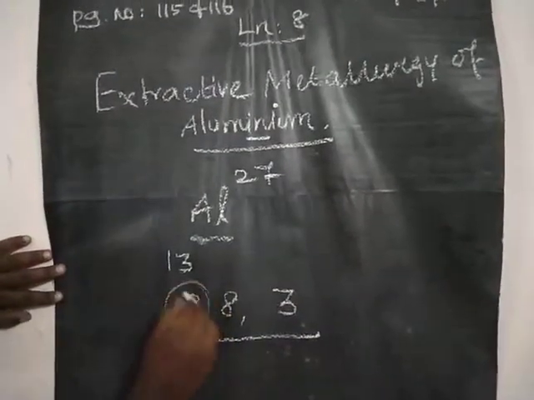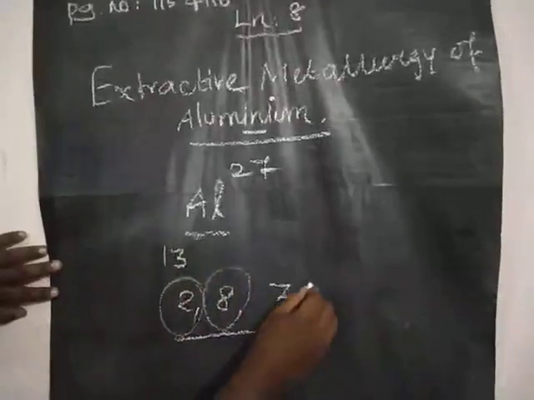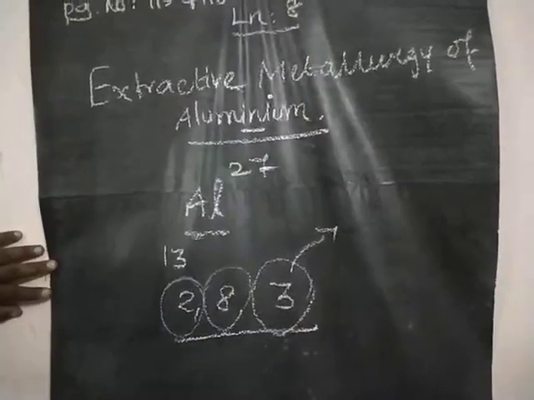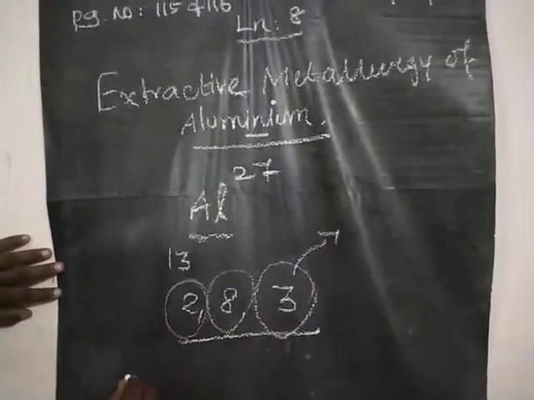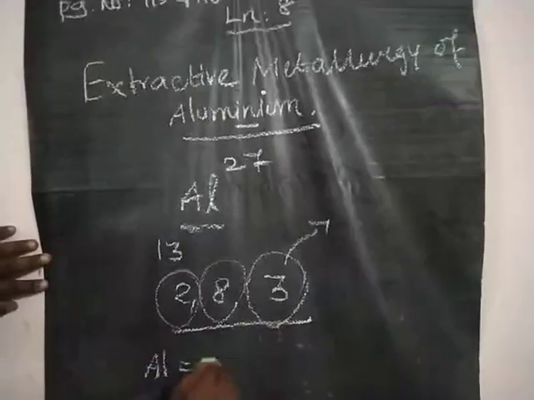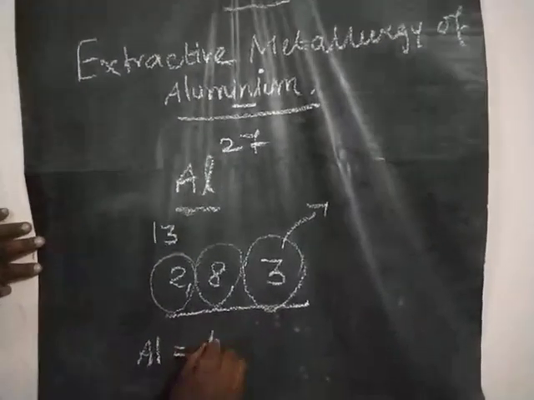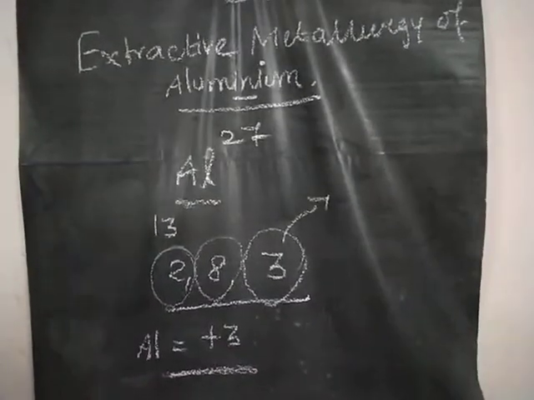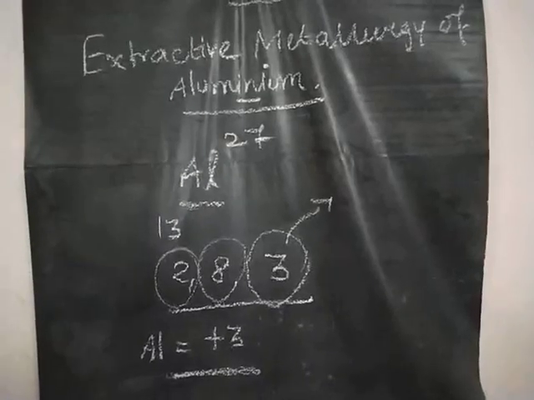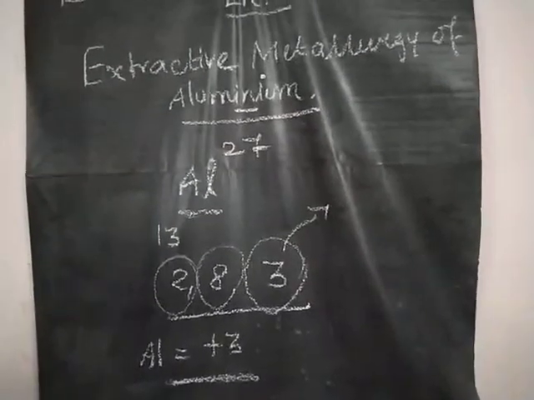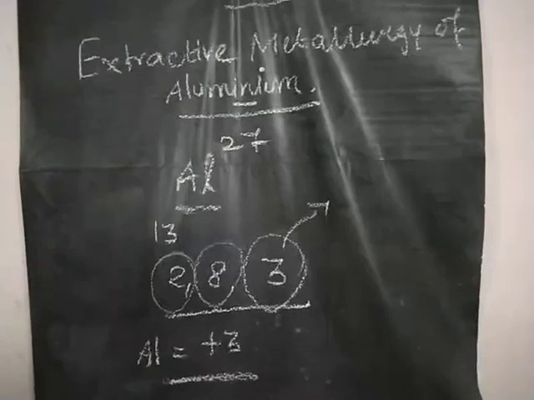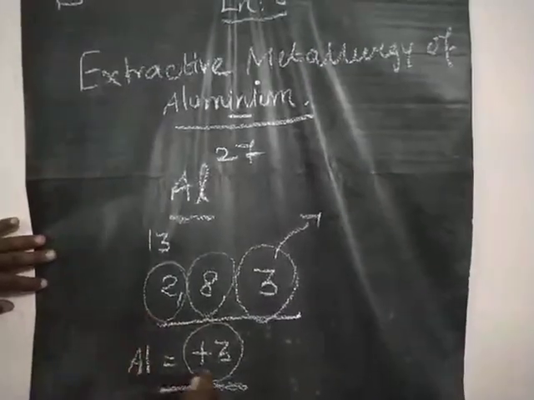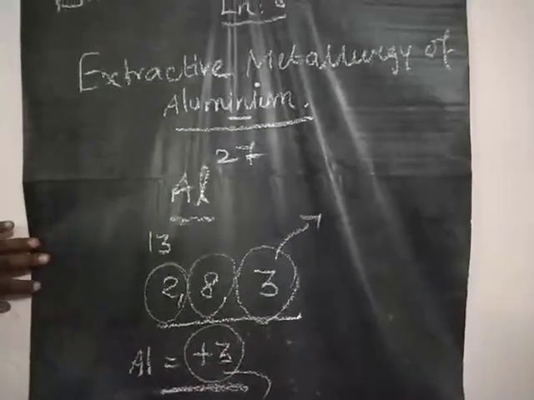So the first shell contains 2 electrons, the second shell contains 8 electrons, and the third shell contains 3 electrons. The outermost shell contains 3 electrons, that is called valence electrons. So the valency of aluminium is plus 3. Usually a metal shows valency according to the valence electrons in the outermost shell, either 1 or 2 or 3. Aluminium contains 3 electrons in the outermost shell, so the valency is equal to plus 3.